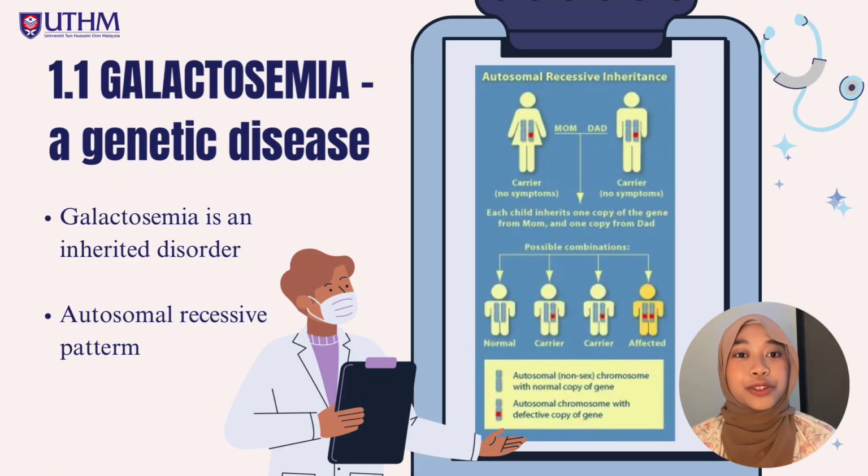Galactosemia is passed down through an autosomal recessive inheritance pattern. This means a child must inherit two defective copies of a gene, one from each parent, to have the disease. If both parents are carriers, there is a 25% chance their child will have galactosemia.